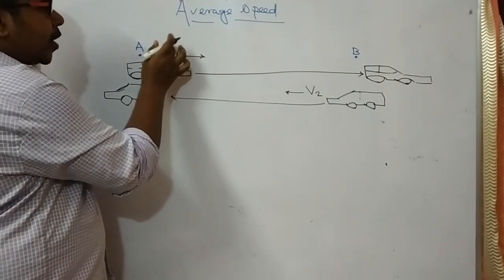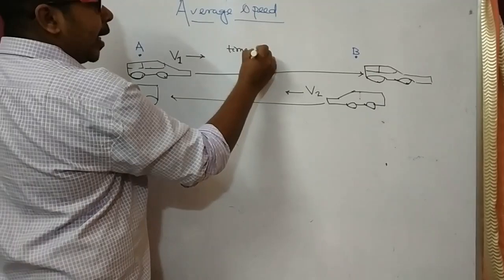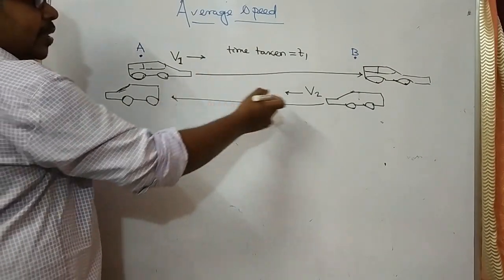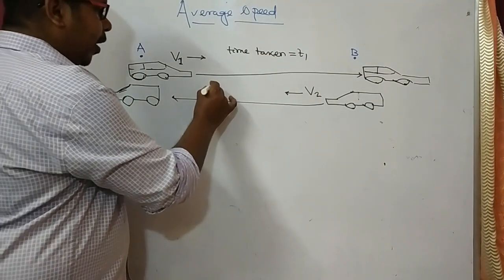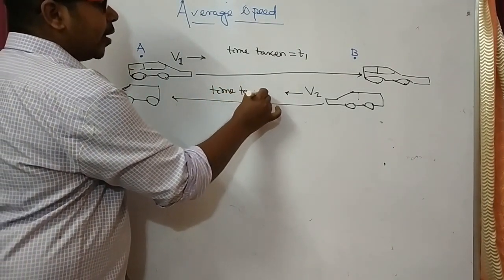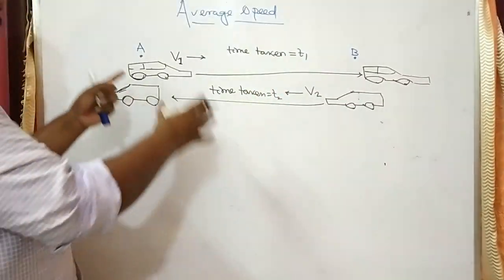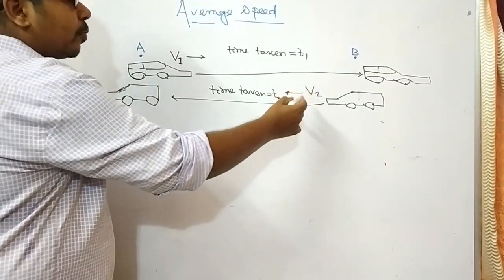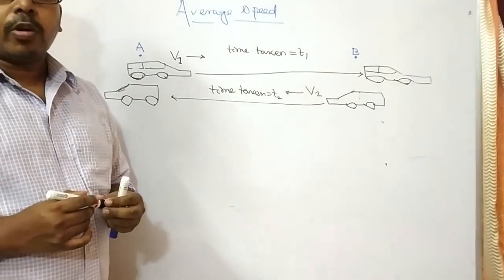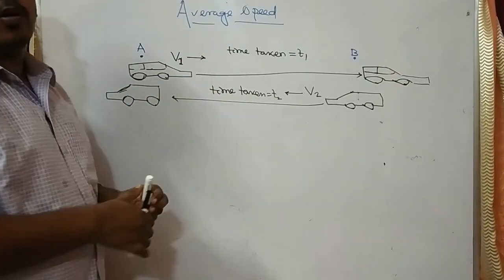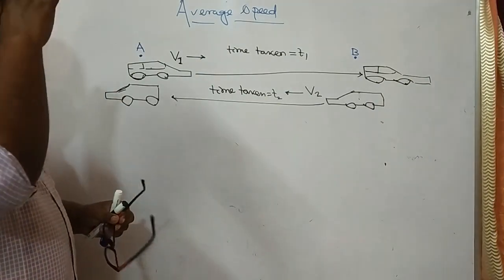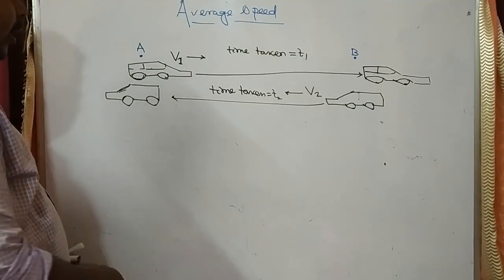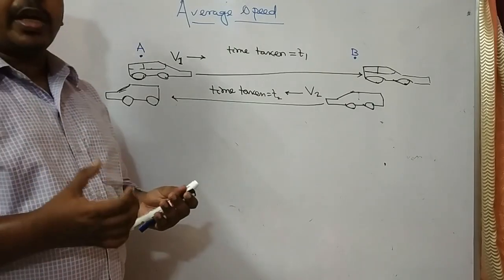When we went with speed V1, the time taken to reach point B is T1, we assume. When we returned, as our speed changed, the time taken also changed, so that should be T2. So with speed V1 we reached point B in time T1, and with speed V2 we reached point A in time T2. Now the question is: what will be the average speed of the car? Because the speed of the car is not constant. While going it is V1, while coming it is V2. How can we find it?